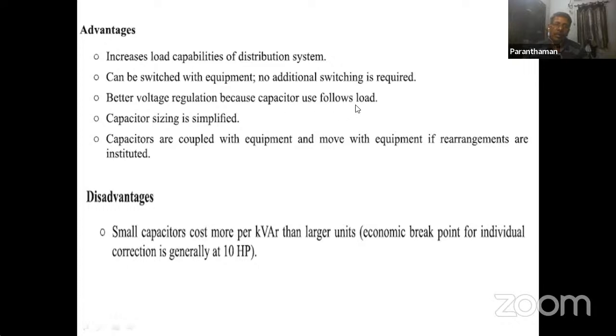Better voltage regulation, because capacitor use follows load. We need not calculate the load and cut in the capacitors according to the load. This is simple. No automatic system is required. Whenever we switch on the motor, the capacitor will automatically cut into service. Capacitor sizing is also simplified.